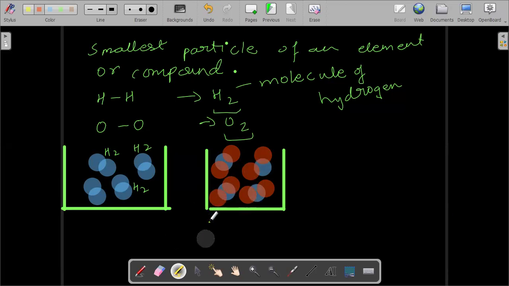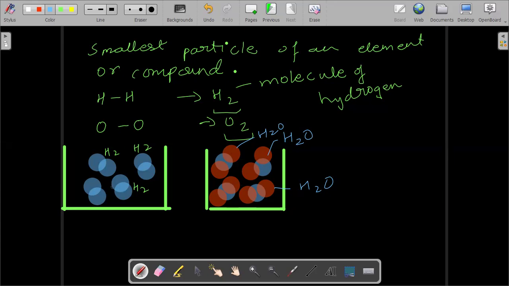Got it? So what we have here is a molecule of H2O. This is also a molecule of H2O. This is also a molecule of H2O. Got it? Understood the molecule or not?